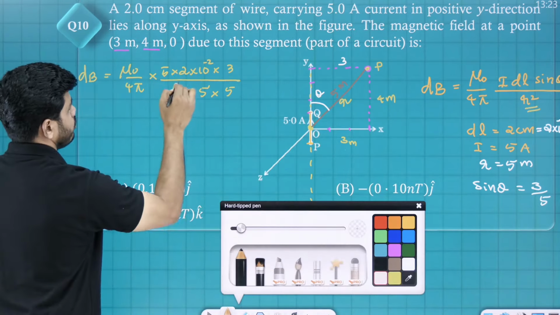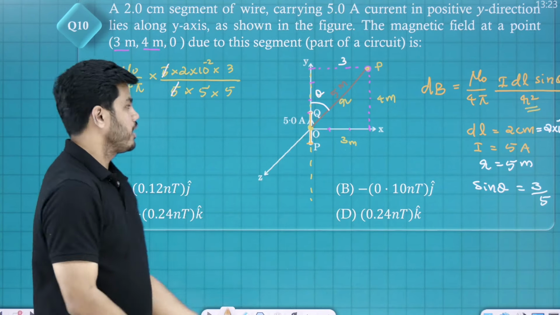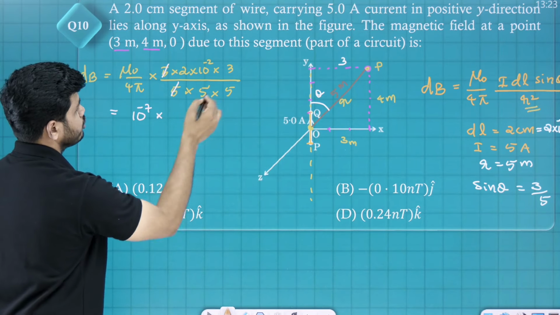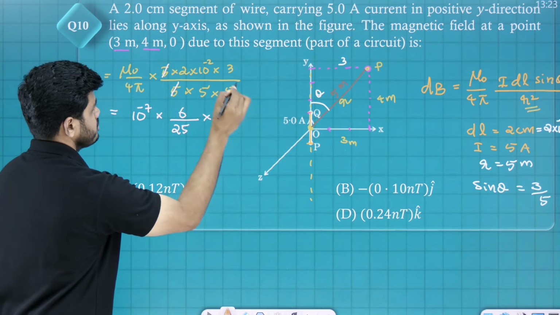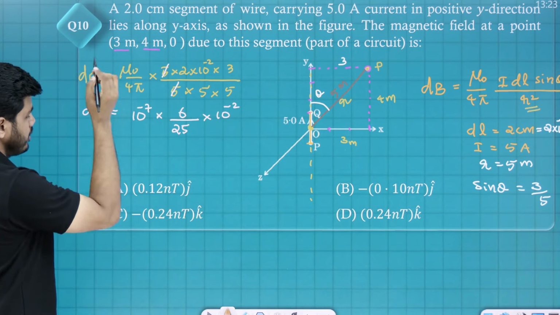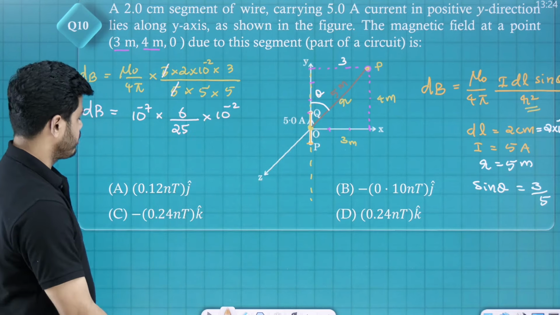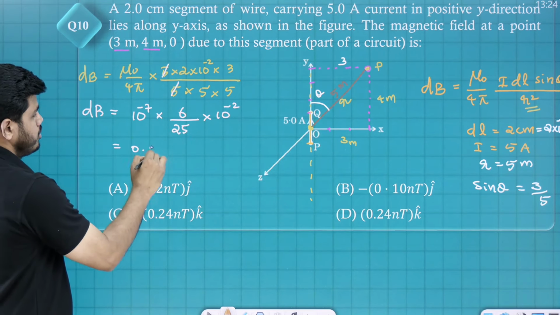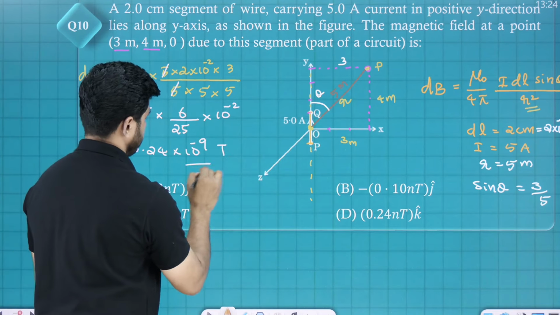See, one of the 5 gets cancelled. We have mu 0 by 4 pi, and mu 0 is 4 pi into 10 raised to minus 7. So we have 10 raised to minus 7 here into, see, 2 into 3 is 6, divided by 25 into 10 raised to minus 2. Okay, so this is the magnetic field dB, and you can just simplify that. This value is going to be the magnetic field. 6 by 25 is going to be 0.24. So 0.24 into 10 raised to minus 9 Tesla. That is our answer.